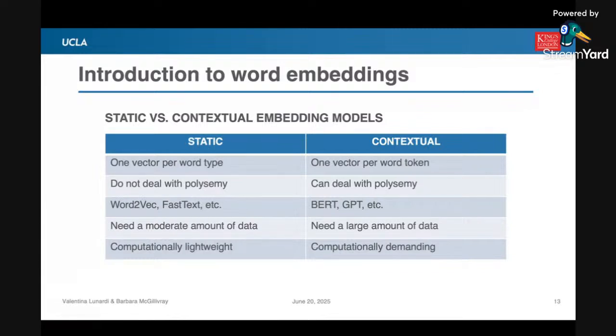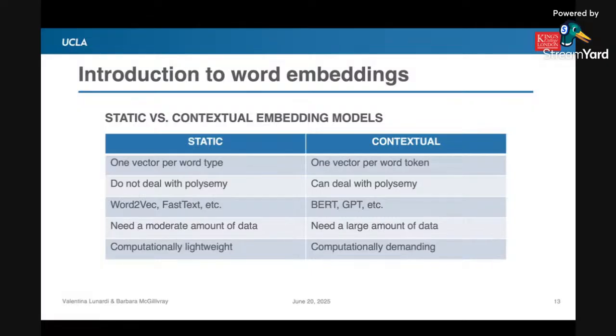What does that mean in practice? Well, it means static embeddings cannot deal with polysemy. So if a word has more than one meaning, you still get one representation for that word. But contextual embeddings can pick up on polysemy. So if a word has more than one meaning, they'll be able to detect it, technically speaking.